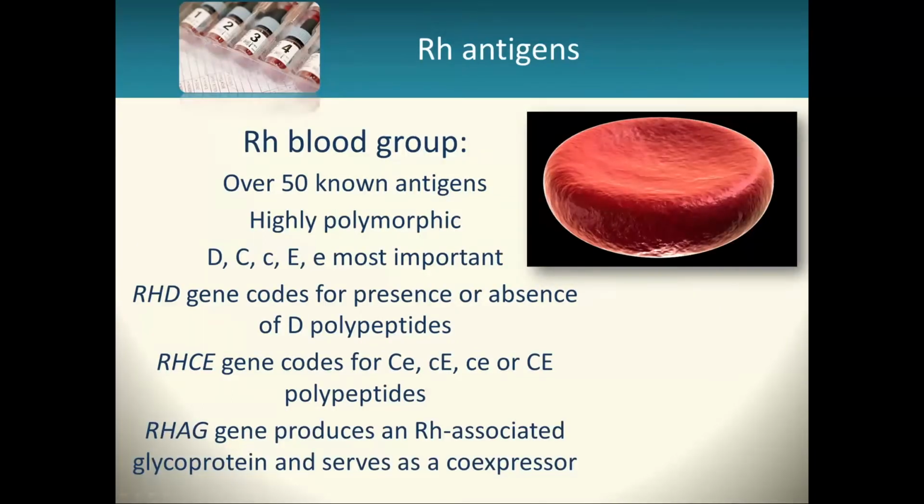And lastly, there's a third gene at play in Rh antigen expression, the RHAG gene, which is located on chromosome 6. The RHAG gene produces an Rh-associated glycoprotein, which is why it's named RHAG, and serves as a co-expressor. The RHAG gene, although located on a separate chromosome, must be present for successful expression of the Rh antigens. The gene itself does not express any Rh antigens. And we'll be talking a little bit more about this gene later on in the presentation.